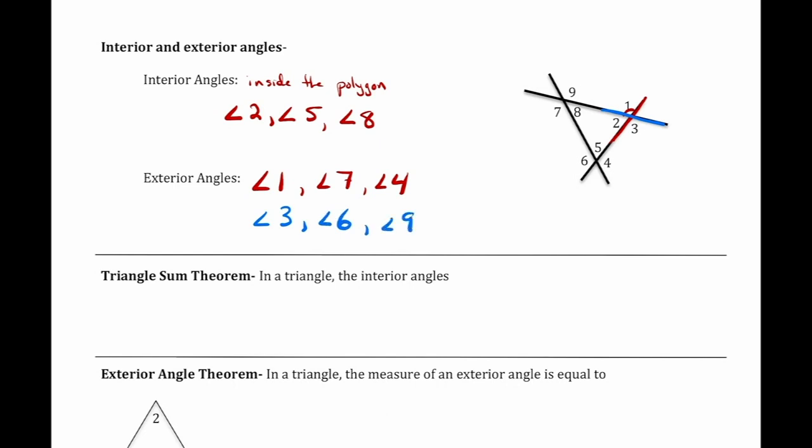So all 6 of those are considered exterior angles. We already know that an exterior angle is going to make 180 with the interior angle, right? And we also talked about the exterior angle theorem, which said that the exterior angles all add up to 360. So those are things that we've done before.